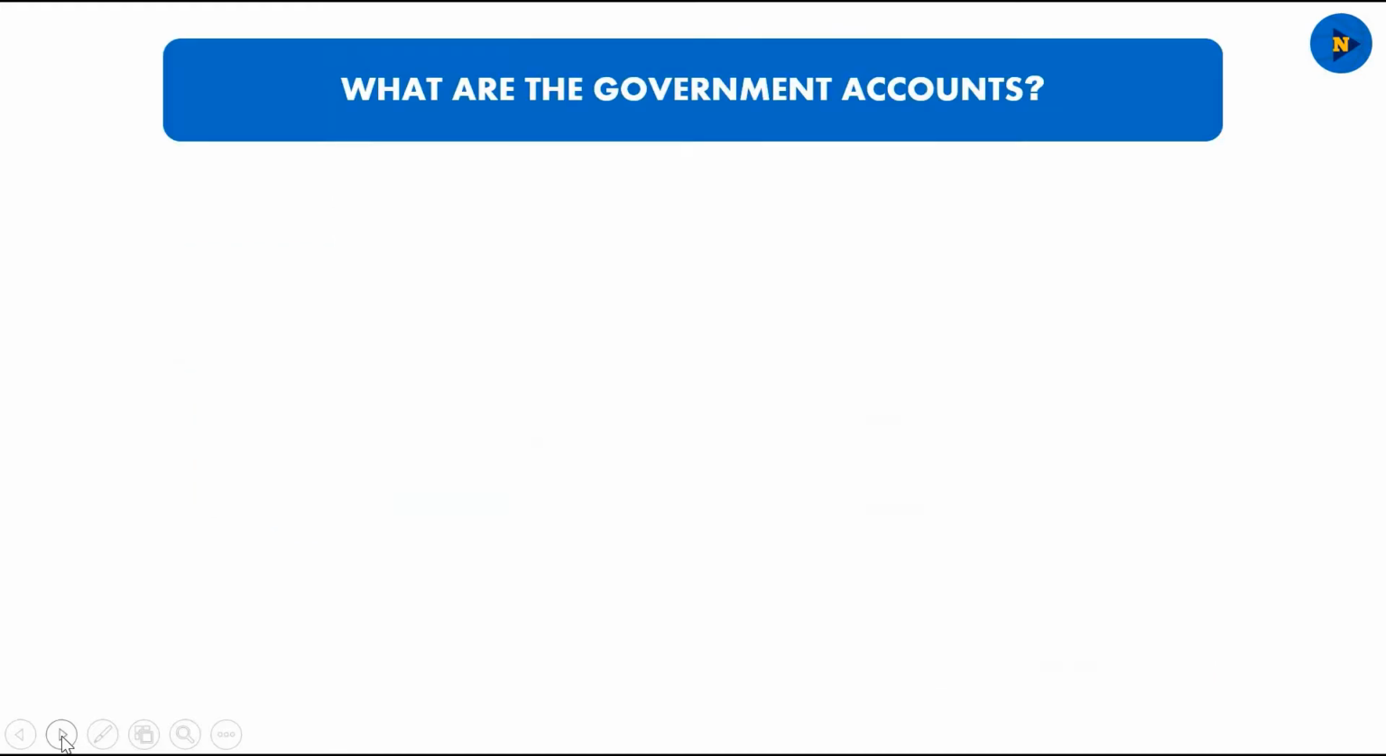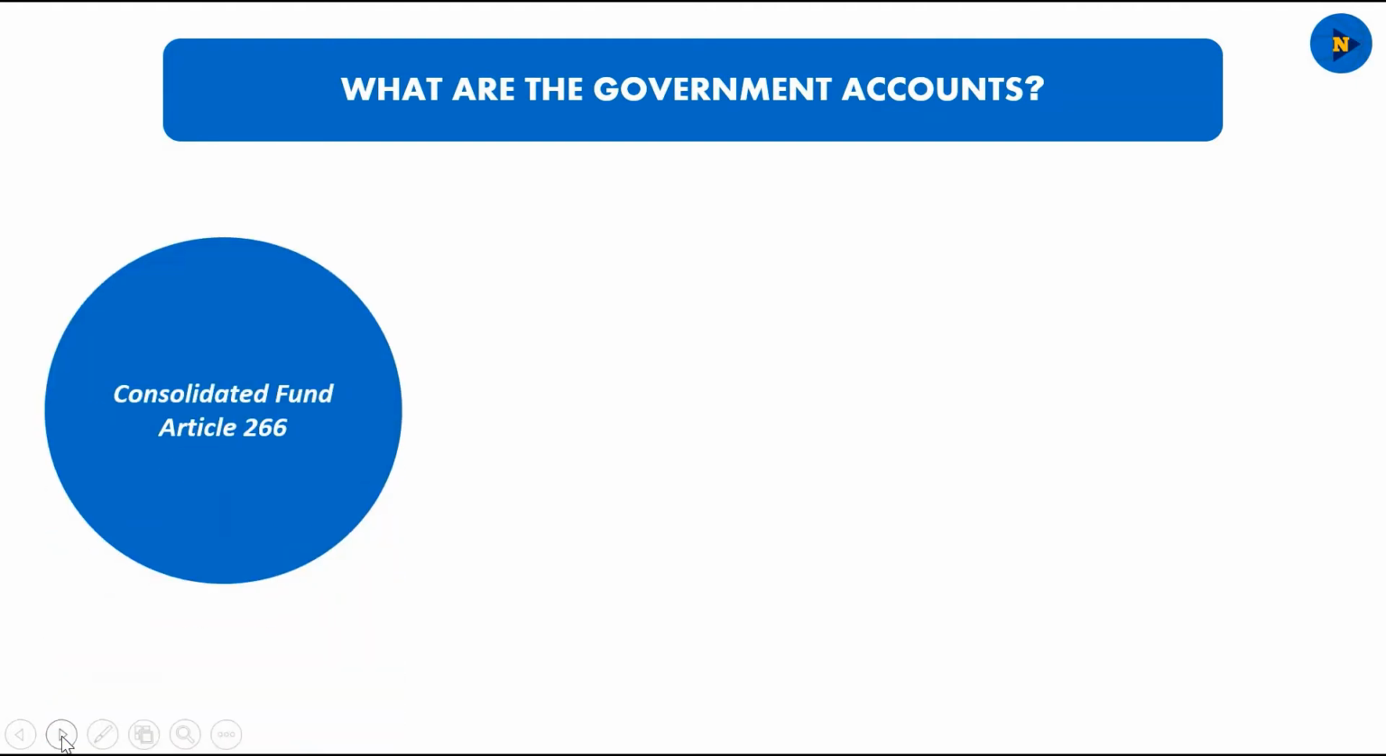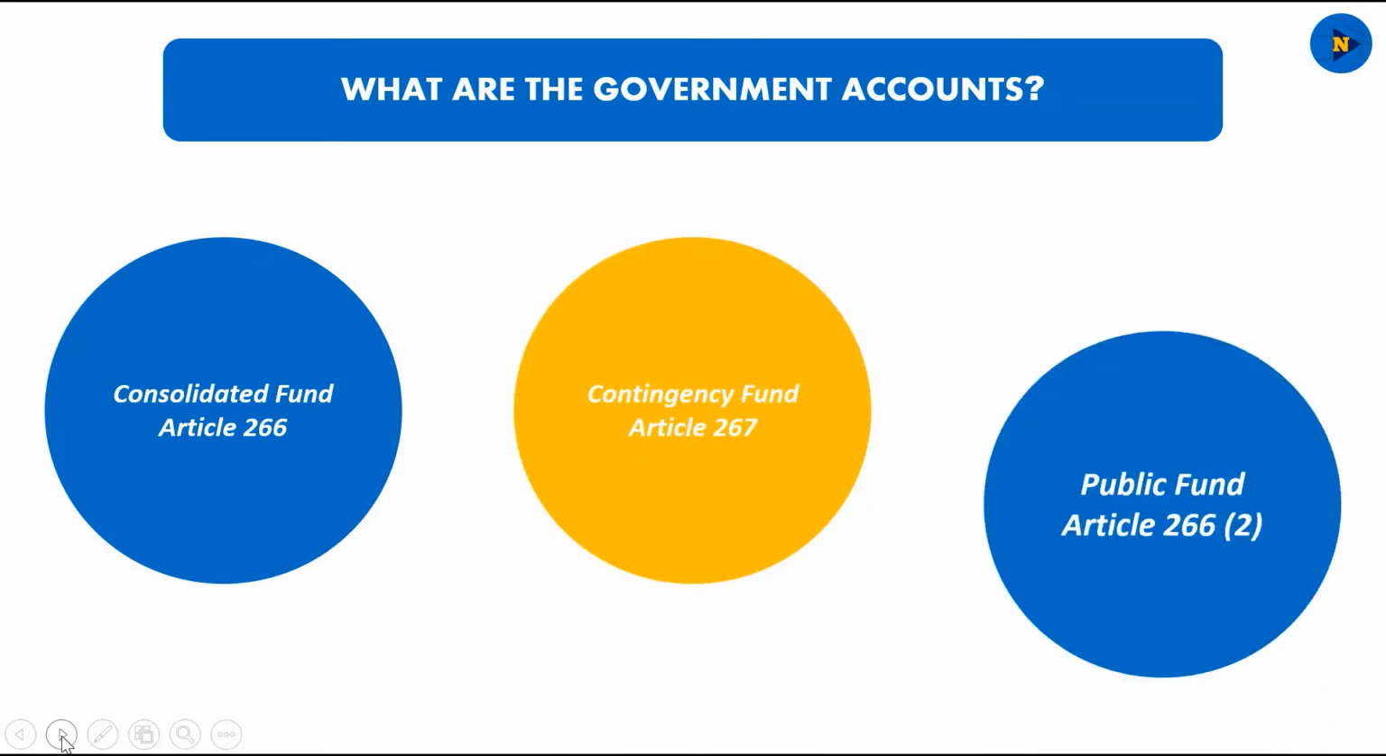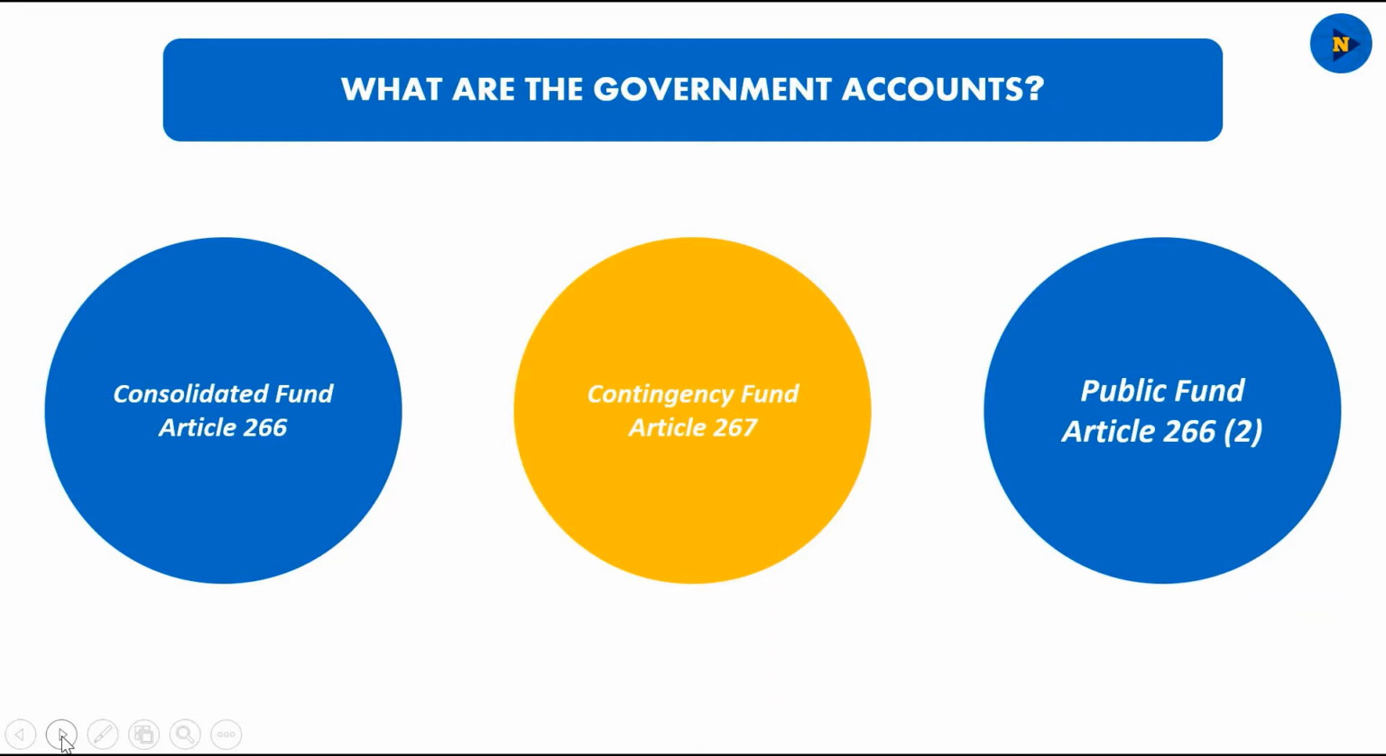So moving on, you might be wondering, the government is collecting these various different forms of revenue, it could be assets or cash, and at the end of the day, they're getting money. So where do they store this money? Is there a bank of any sort? Are there any accounts for the government? Well, yes, the government has three accounts: the consolidated fund, the contingency fund, and the public fund.